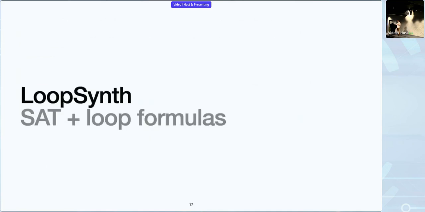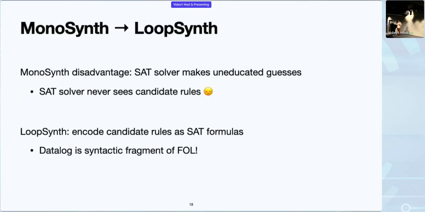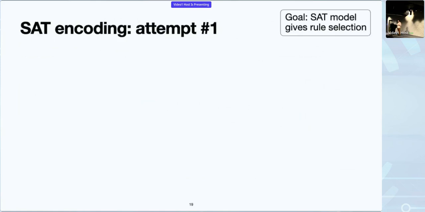Our next tool is called LoopSynth, and this combines SAT solving and loop formulas. The big disadvantage with Monosynth is that the SAT solver is making very uneducated guesses. And in particular, it never actually sees the candidate rules. So what LoopSynth is going to do is actually try to encode those candidate rules as SAT formulas. Turns out that this is actually a little bit trickier than you might think. And so once again, to reiterate here, the idea is that we come up with a SAT encoding that the model is going to give us the row selection.